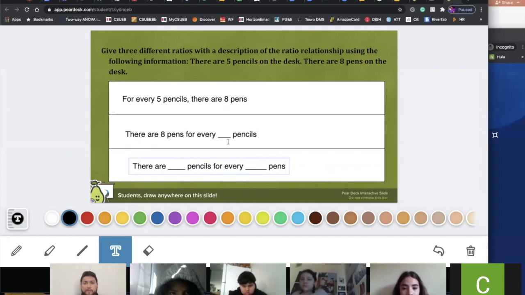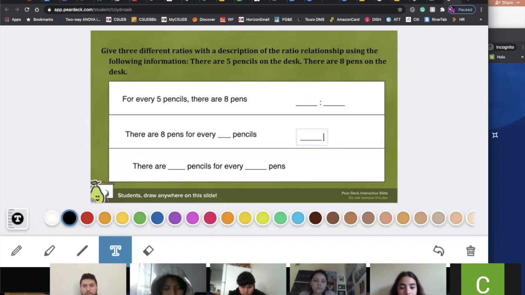And don't forget to also use the ones with the symbols. So blank to blank, and also you can use blank to blank.